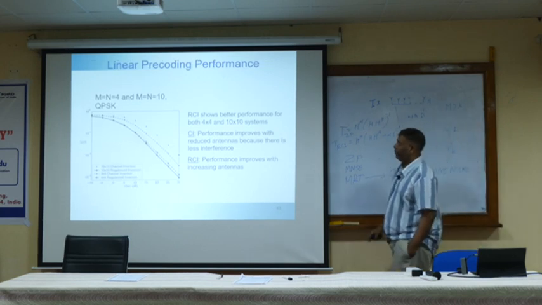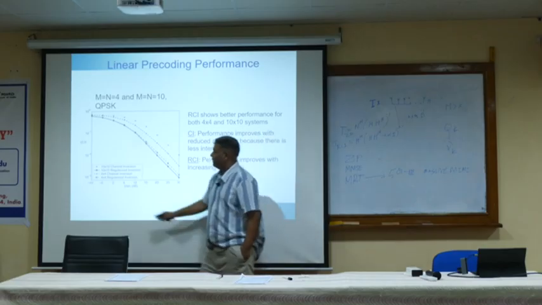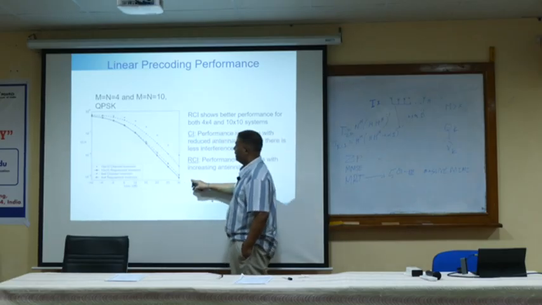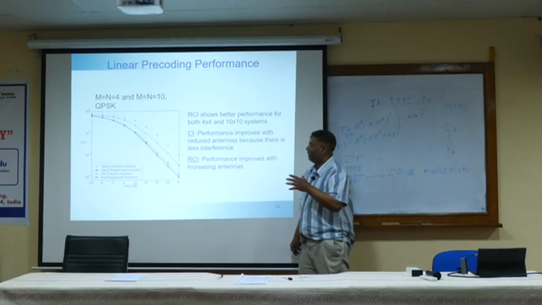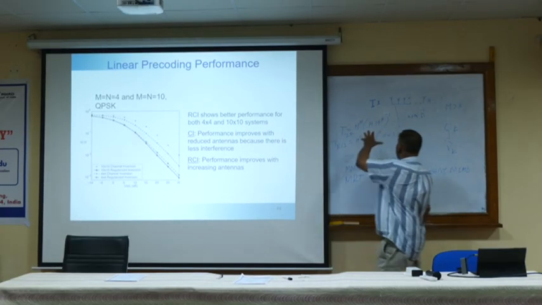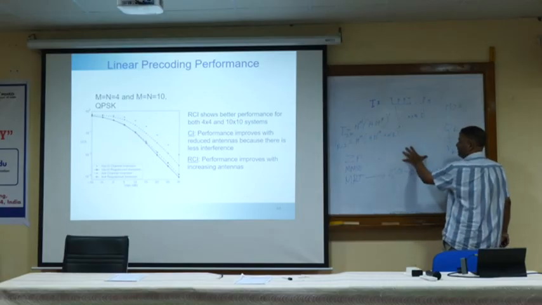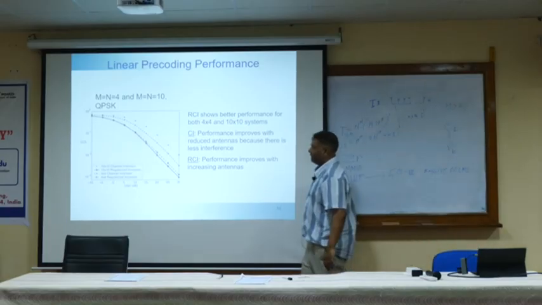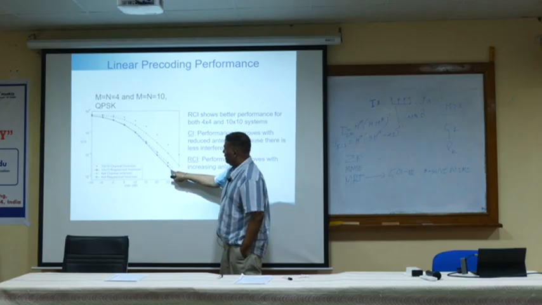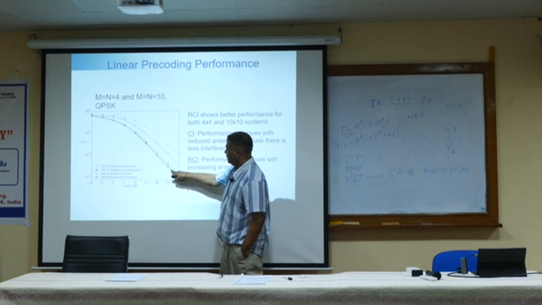Okay, so here is some performance curve. This is the symbol error rate versus SNR. There are two sets of results here. One is for 4 transmit antennas and 4 users. The other is for 10 transmit antennas and 10 receive antennas, 10 users, for the regularized channel inversion precoder and similarly the channel inversion precoder.